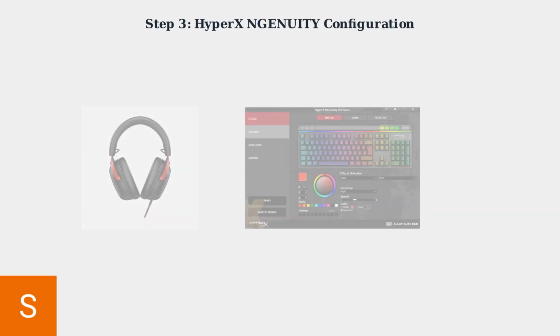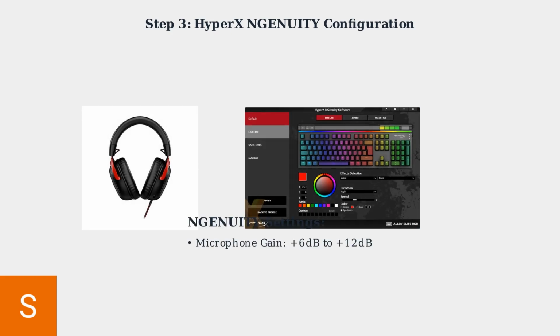Next, open the HyperX Ingenuity software and select your Cloud 3 device. Adjust the microphone gain with a recommendation of +6 to +12 decibels. Enable the noise gate at a threshold of -40 decibels to reduce background noise.